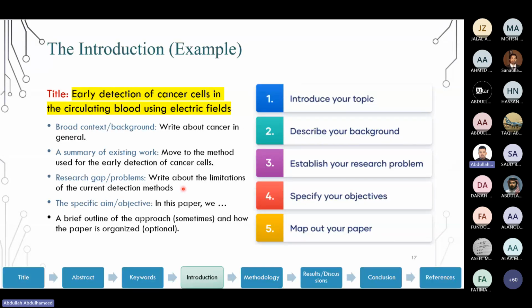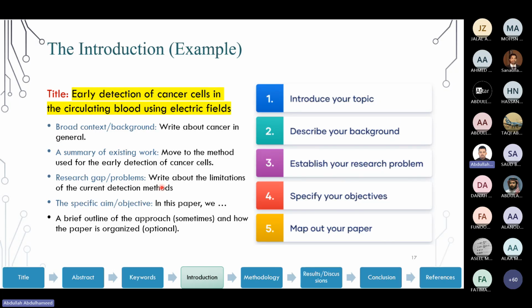Maybe these methods are costly, very expensive. Maybe the detection limit is very high. Maybe you need to have a lot of tests to confirm whether there is a cancer cell or not. So now in the third paragraph, you are defining the research gap, and also you are defining the problems of these methods. You mentioned many methods, and now what are the limitations or the problems in these methods?